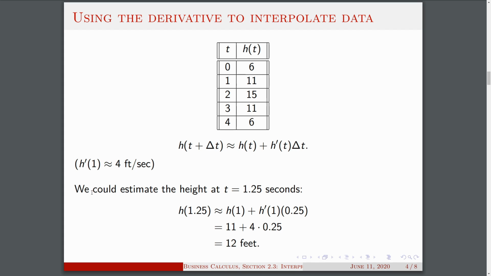And we want to estimate the height at 1.25 seconds. So we want to know what happens in between here. We'll start here, we'll start at 11, and we will add the amount that it changed, which is the derivative times the time elapsed. So 0.25 seconds, and the derivative was 4 feet per second. And when we do that, we get 12 feet.